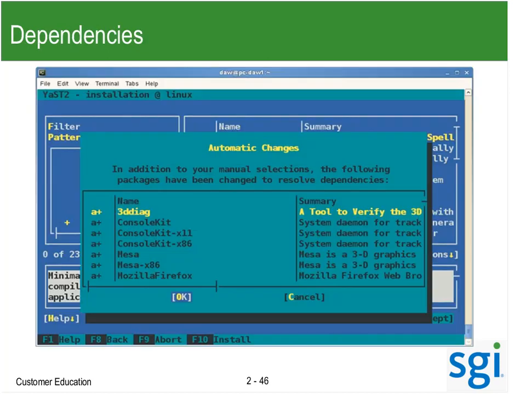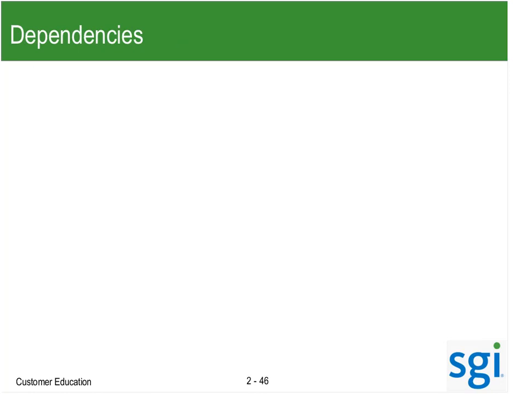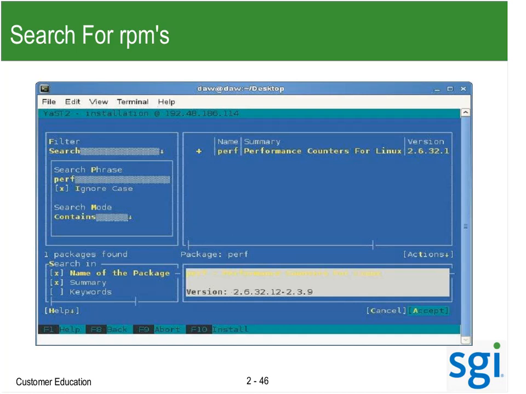Once I hit enter, it's going to tell me I've got all these dependencies. So I just hit OK. Then I'm also doing one more thing. I'm going back to filter, down arrow, up arrow to get to search, and I'm searching for a package called perf. Now, perf is an important package for you to load. It will give me, for example, perf top will tell me what I'm doing when I have high system time.